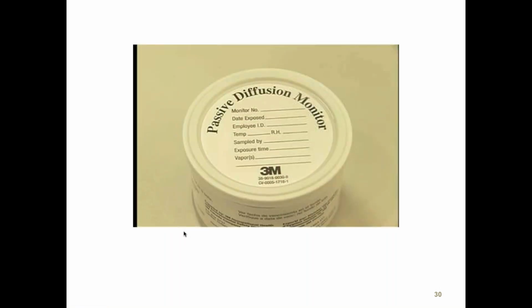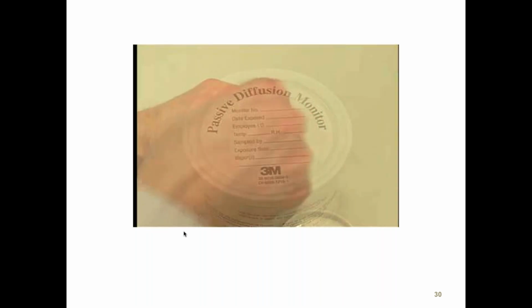Before monitoring with the 3M 3500-3520 organic vapor monitor, record the following information in your data log: the monitor serial number, the ambient temperature and relative humidity. That's important because it's going to affect the absorption of other compounds. And the employee or area ID.